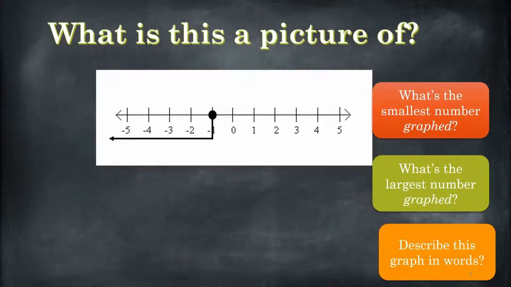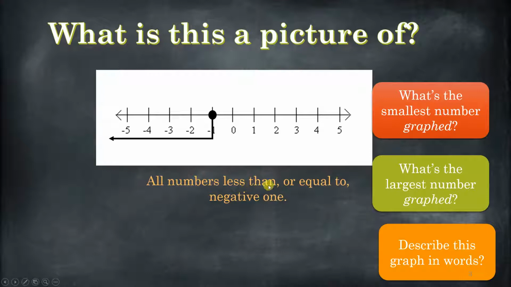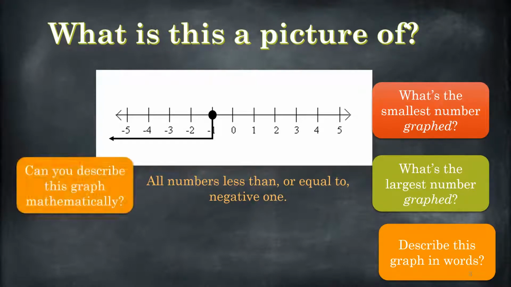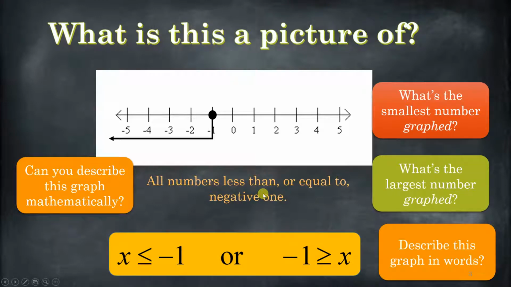All right, now, could you describe this graph in words? So what this is in words is all numbers less than or equal to -1. Good to go? Now, could you write this statement mathematically? I hope so. There's two ways. You could say x is less than or equal to -1, or you could say -1 is greater than or equal to x. You need to be able to do both.